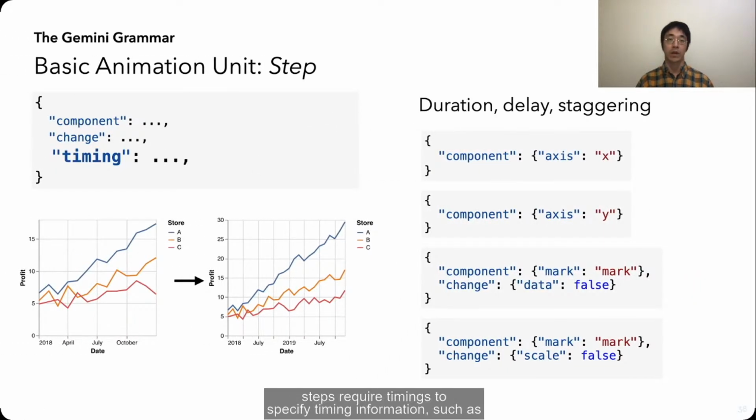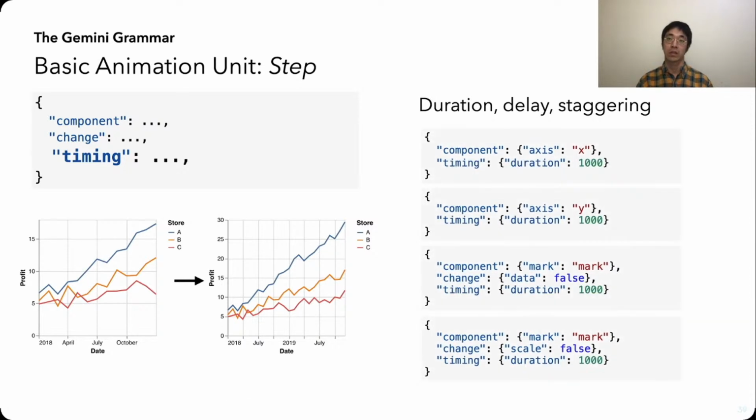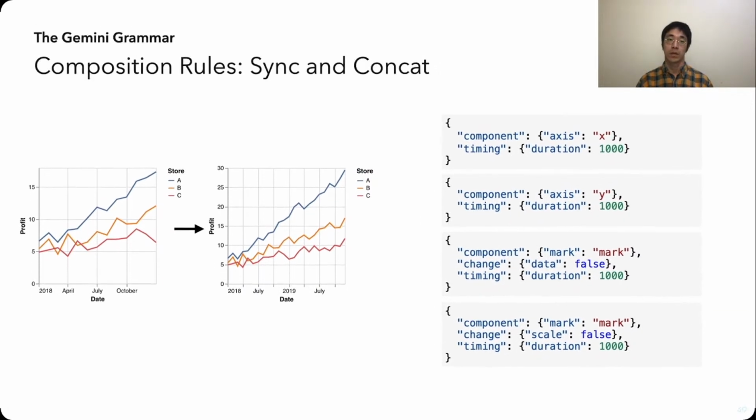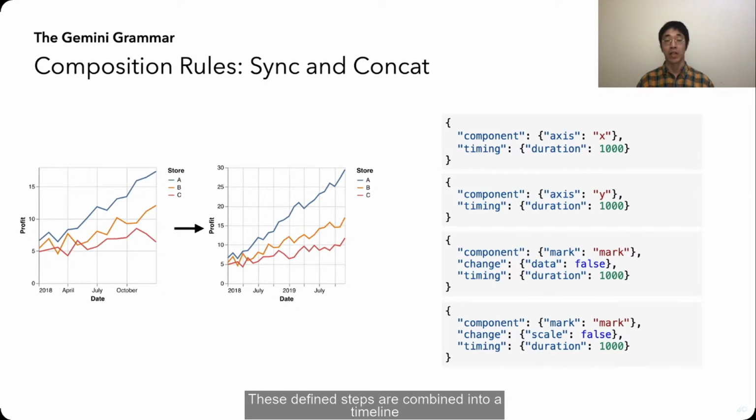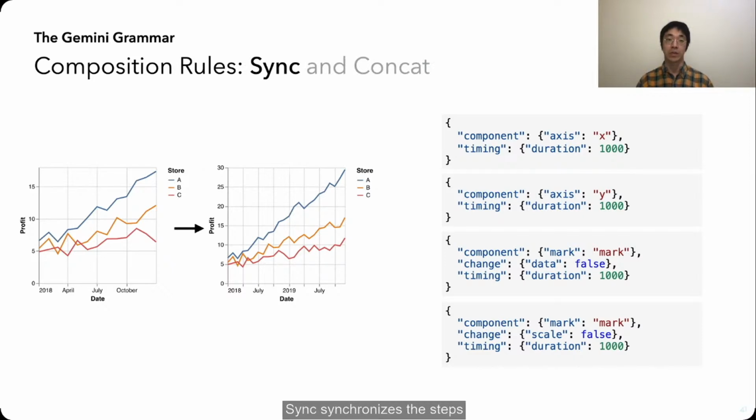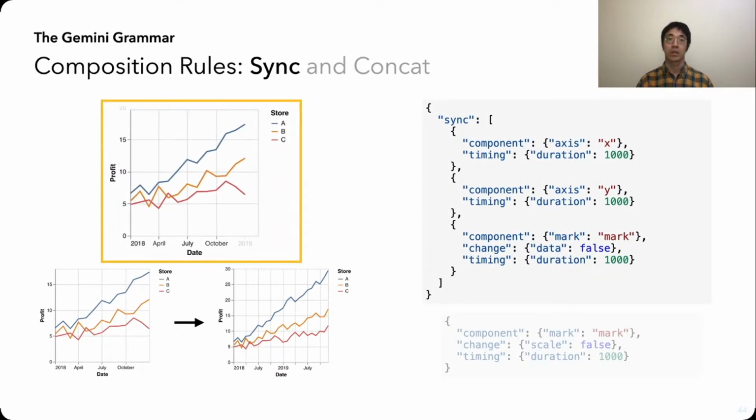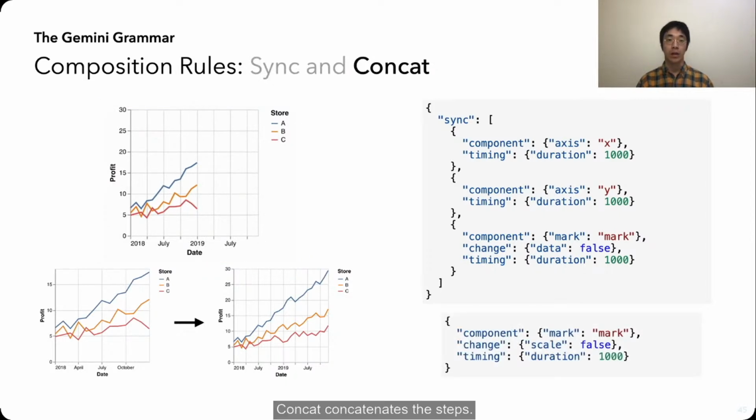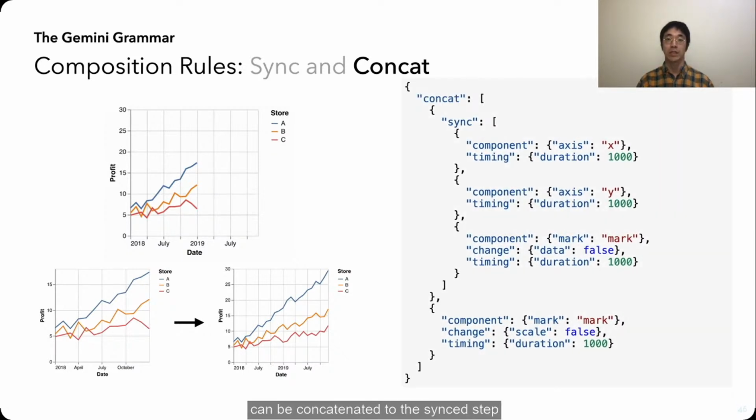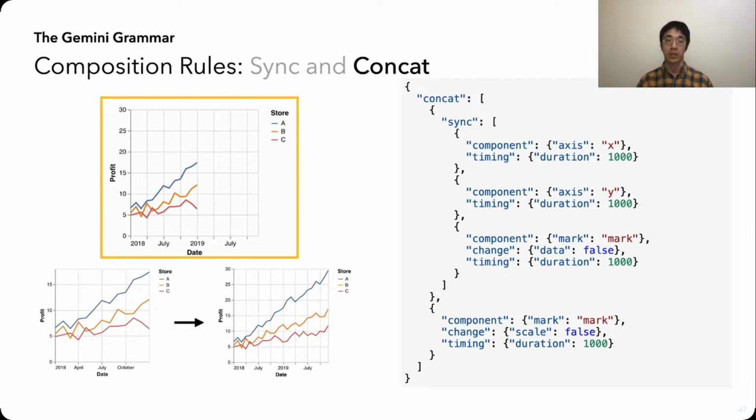Finally, steps require a timing to specify timing information such as duration, delay, staggering. Here I'll simply set all duration as 1 second. These defined steps are combined into a timeline by two composition rules, sync and concat. Sync synchronizes the steps, so these three steps can be synced to be played together to show this. Concat concatenates the steps, thus the last step can be concatenated to the synced step to show the later part of this animation.